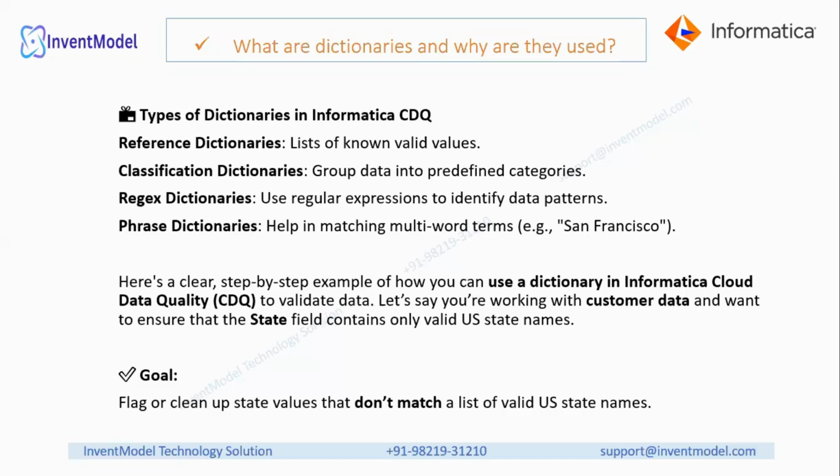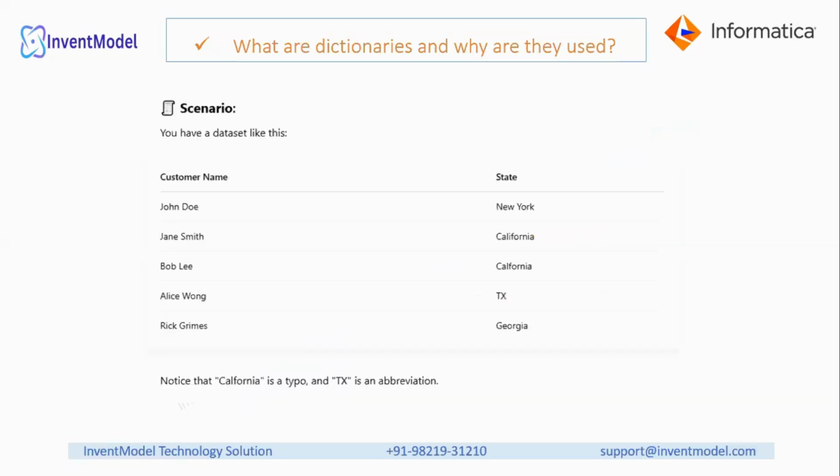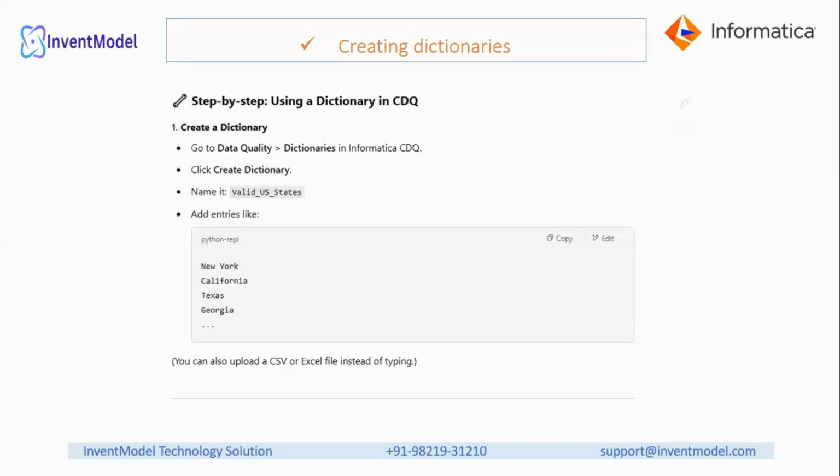Let's say you are working with customer data and you want to ensure that the state field contains only valid US state names. So what is our goal? We want to flag or clean up state values that do not match a list of valid US state names. This is our goal. Scenario: suppose we are getting customer name and state. On the right-hand side, we have the state. For California, we have a typo, and for Texas, we have TX as an abbreviated value.